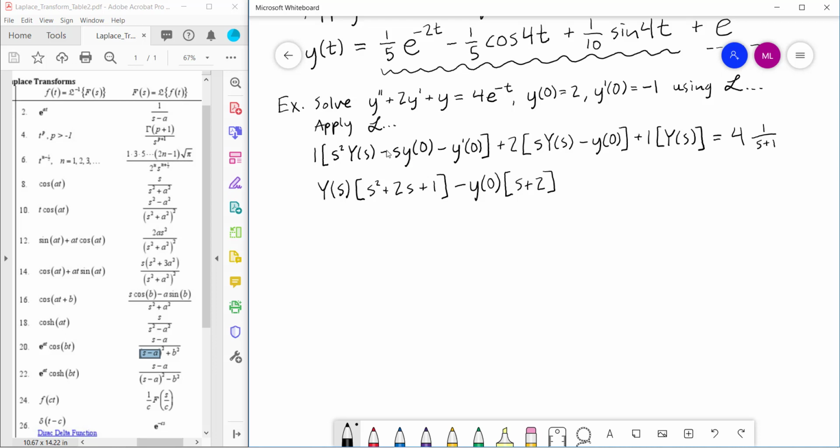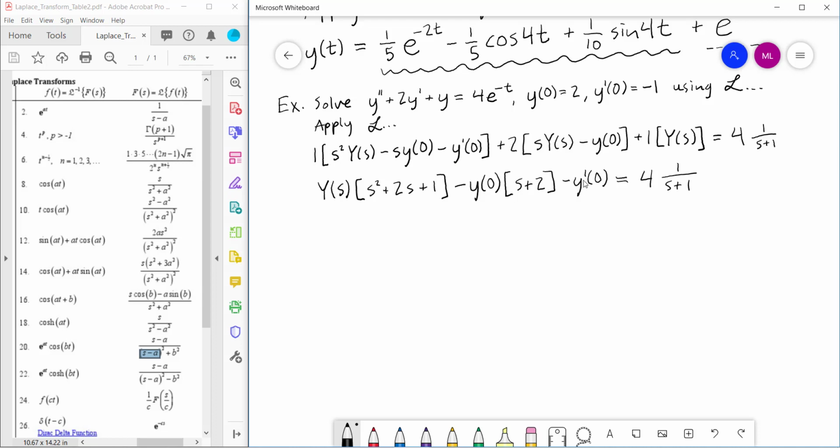Yes, we've got that part. So here's our minus s, and here's our minus 2. I factored the minus out already. And then the last piece is this piece here. So minus y prime of 0 equals, again, the right-hand side, 4 times 1 over s plus 1.